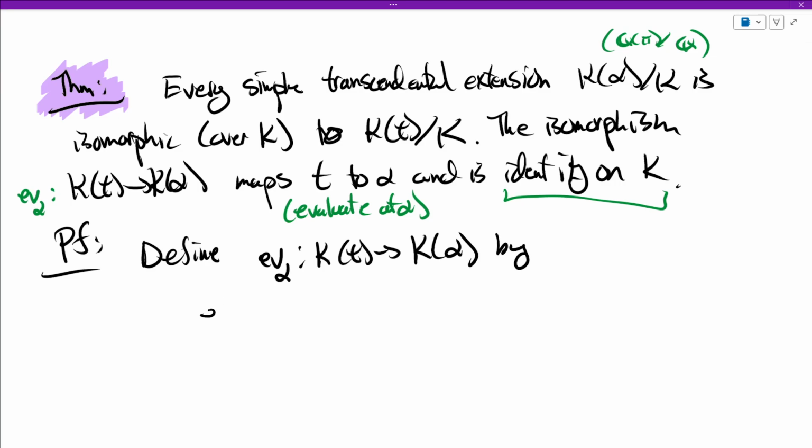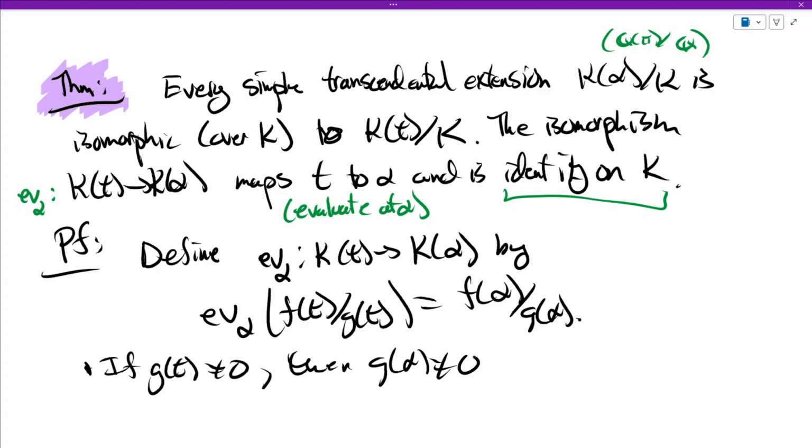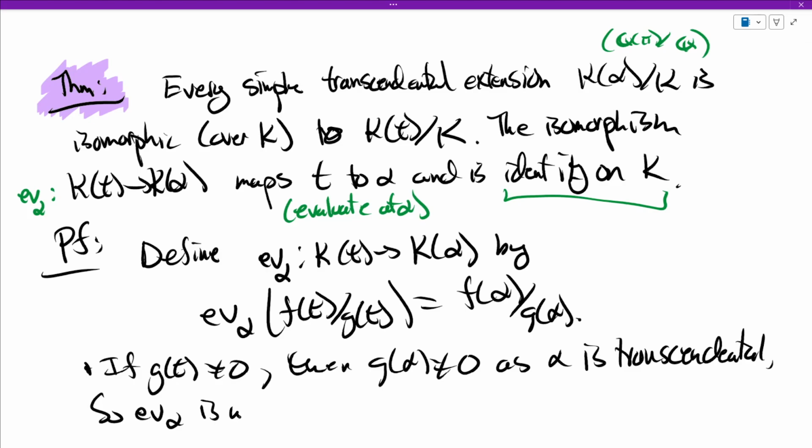And we're going to define it by, well, if we have a quotient of polynomials, f over g, we're going to plug in alpha. Great. Let's just notice some things here. If g is not 0, then when we plug in alpha, we don't get 0, as alpha is transcendental. It satisfies no polynomial equation. So you can never plug it into a non-zero polynomial and get 0. So evaluation at alpha is well defined as a function.